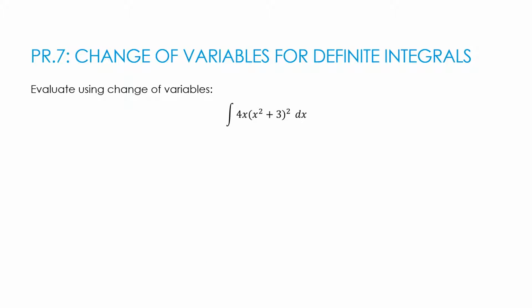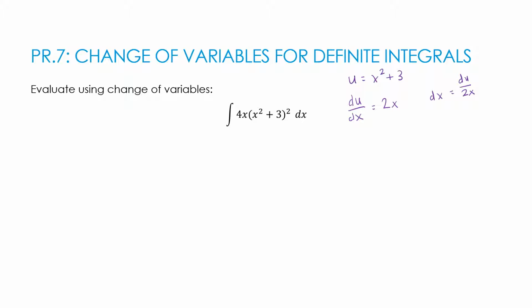Practice makes perfect, so we're just going to keep practicing because this is an acquired skill that you can get better at. So again, what would I do here? I would say u is x squared plus 3, which means the derivative of u with respect to x is 2x, which means that dx is equal to du divided by 2x.